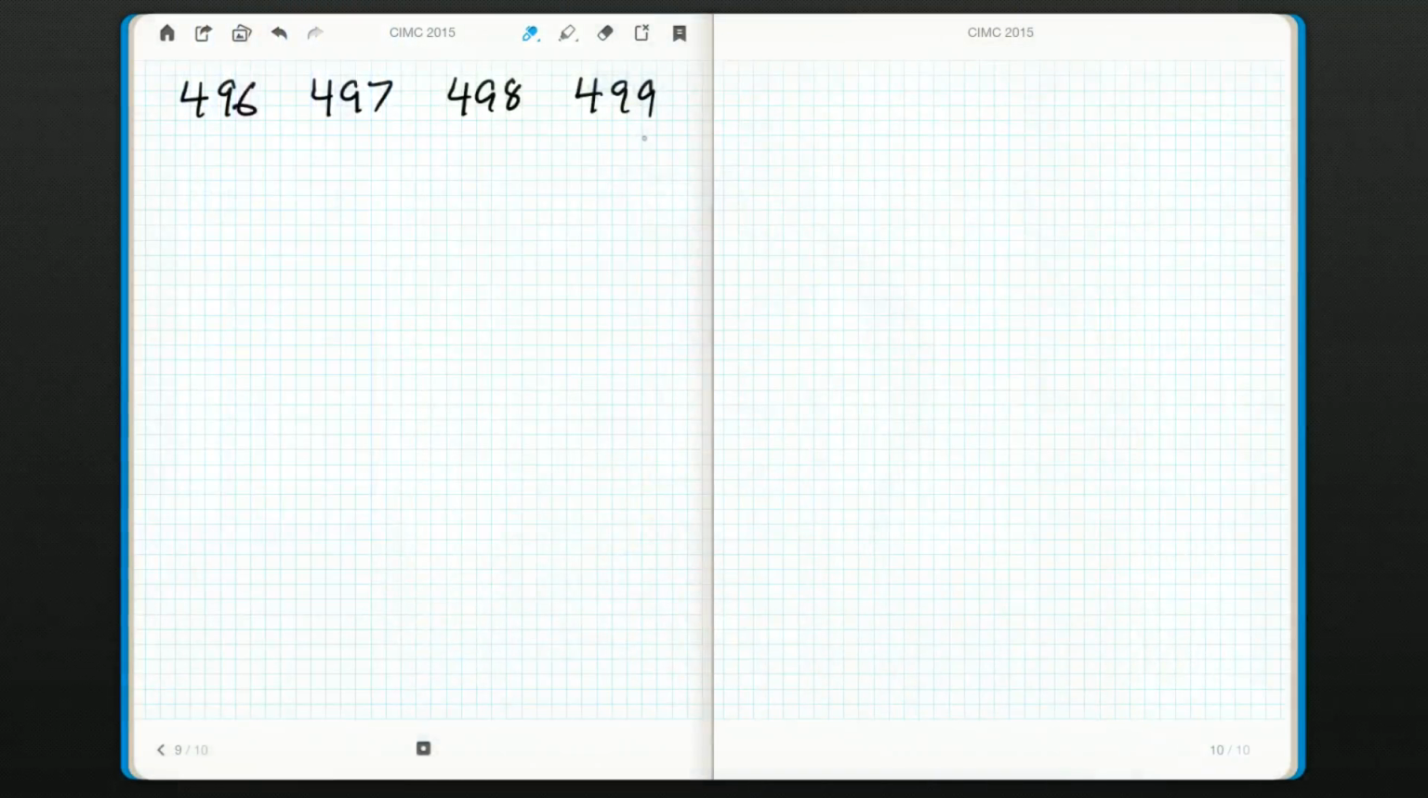So let's apply it here. 4 plus 9 is 13, plus another 9 is 22. That's not divisible by 3. Okay, so that one doesn't work. How about 498? Well, 4 plus 9 is 13, plus 8 is 21. So this one is divisible by 3. Well, we want n to be 1 less than a multiple of 3. So 497 works. Okay?